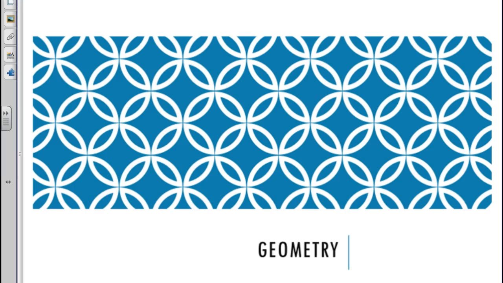We will be talking about parallel and perpendicular lines in this chapter. So today we'll start out with parallel lines and transversals. This is chapter 3, section 1. All right, so first of all, let's talk about parallel lines.